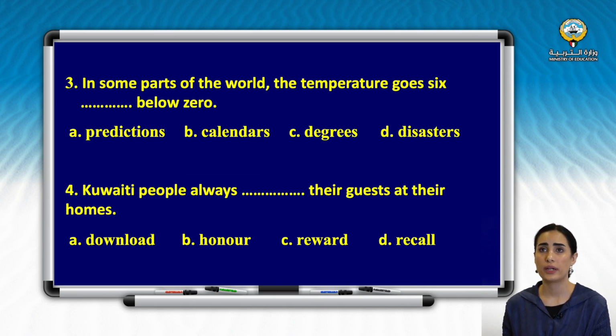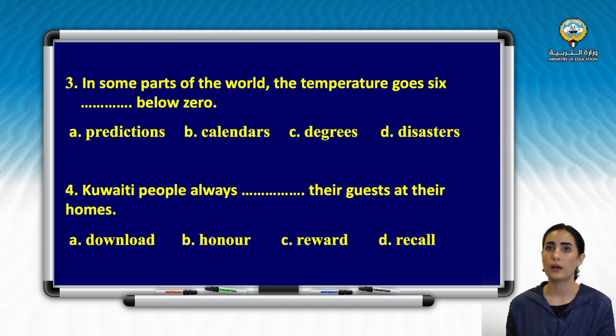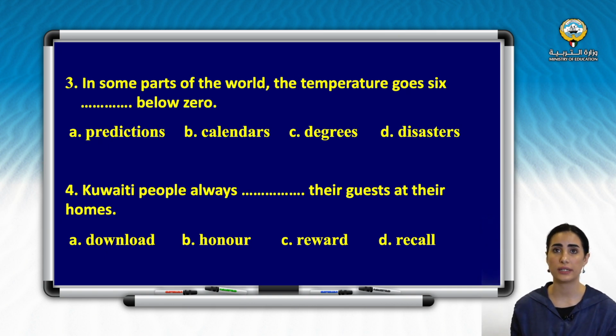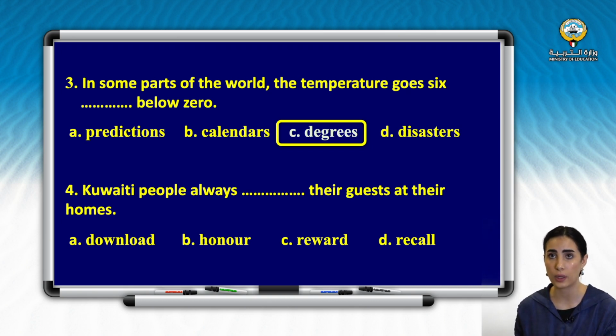Number 3. In some parts of the world, the temperature goes 6 blank below 0. So we have temperature, we have 6. So these are some kind of keywords we have, so what is the suitable word? Is it A. predictions, B. calendars, C. degrees, or D. disasters? Excellent, it's C, degrees. So in some parts of the world, the temperature goes 6 degrees below 0.